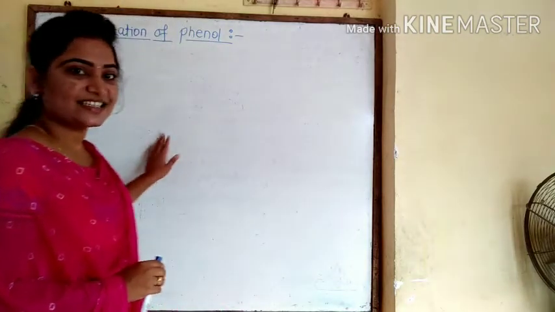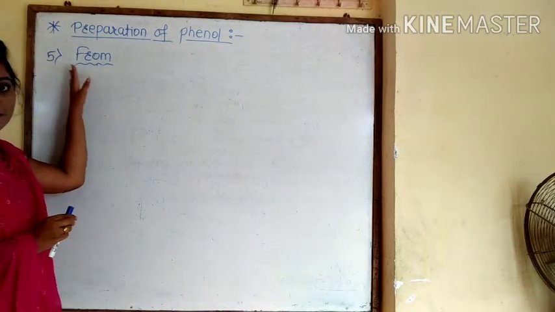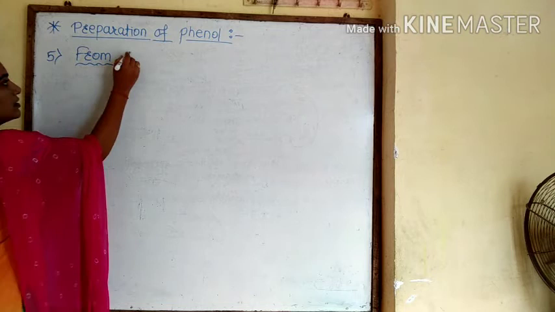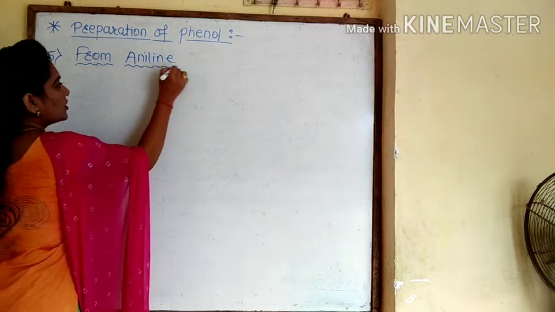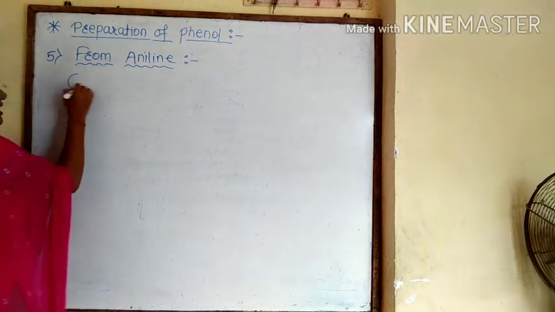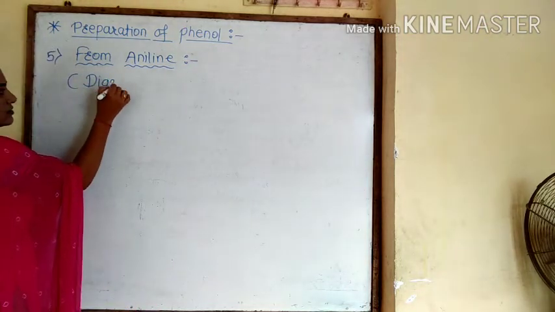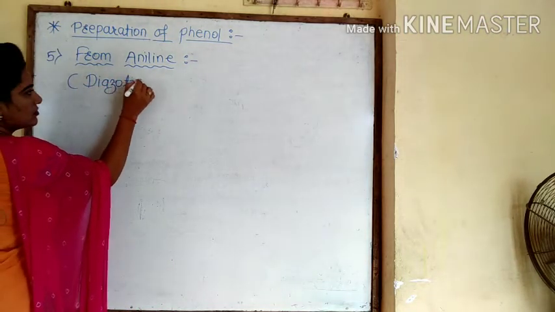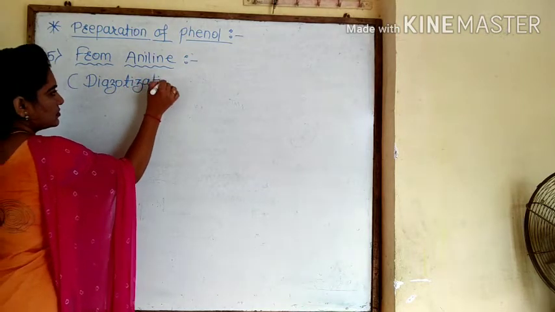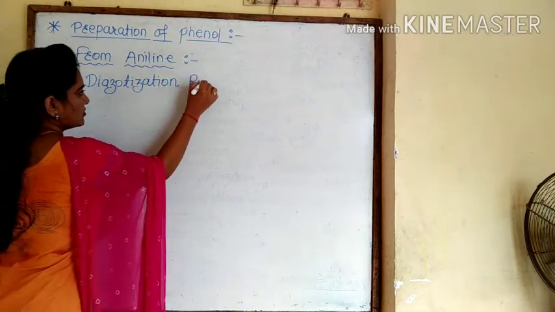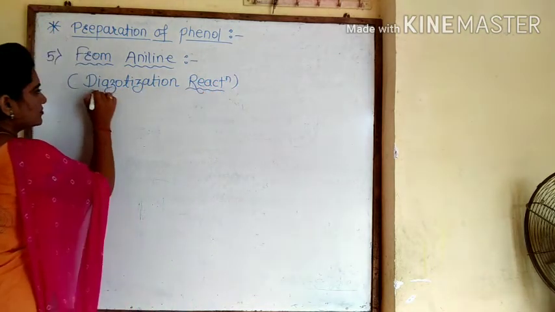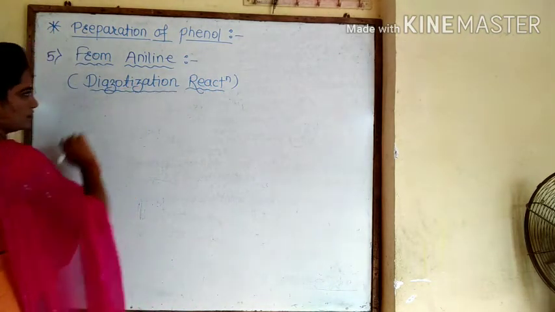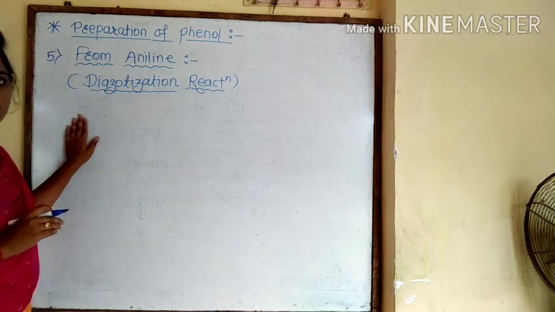Okay, next reaction is what? Number 5th, from aniline. From aniline, or it is also known as diazotization reaction. Okay, again it is a very simple reaction.